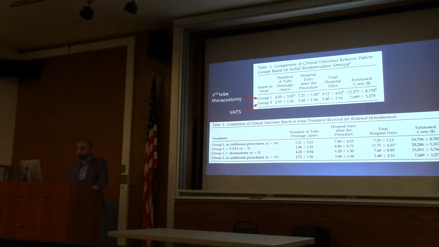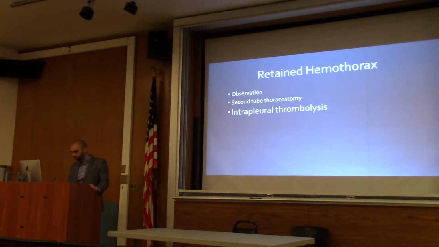And probably second, tube thoracostomy should be abandoned. That seems to be our practice, and I think practice pretty commonly across the country. So the third option of treatment is intrapleural thrombolysis, where you instill a TPA, tissue plasminogen activator, into the pleural cavity in the hopes that it will dissolve the clot and evacuate the hemothorax.